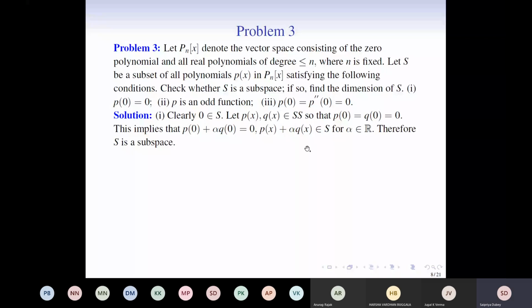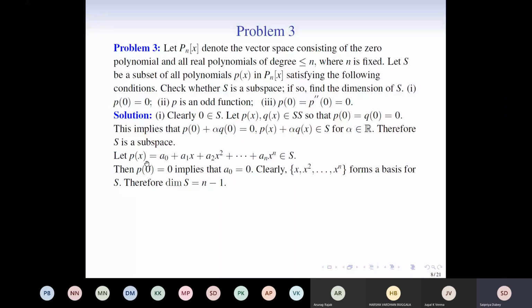Okay. Next, we pick up any polynomial p in S. We impose the condition p(0) equal to 0. When you impose p(0) equal to 0, you see that only a0 remains. So it gives the condition that a0 is equal to 0. So now clearly, what forms a basis? x, x squared, and so on till x^n forms the basis for S.